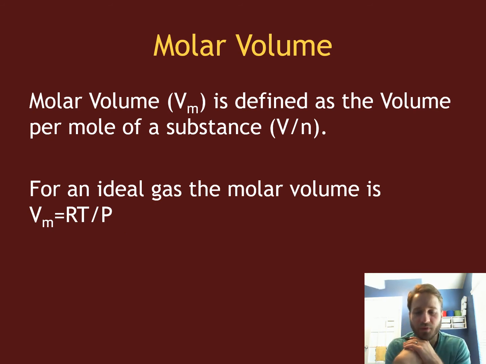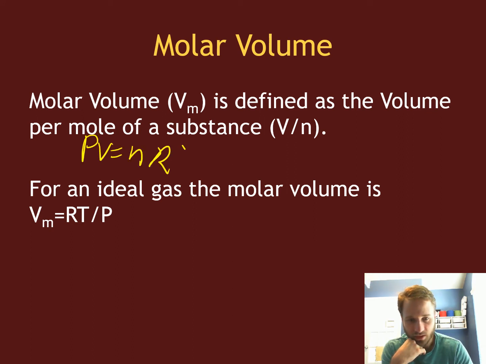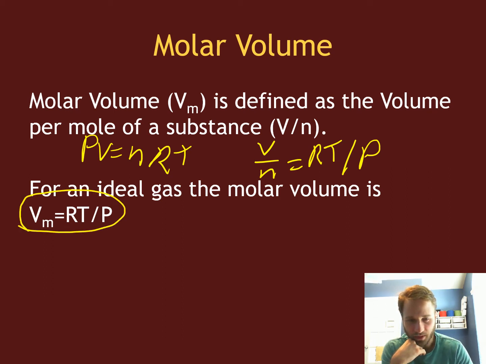Often when describing gases and even liquids, we talk about molar volume. Molar volume is the volume per mole that is occupied by some substance, and is often obtained by doing volume divided by the number of moles. So for our ideal gas law, PV equals nRT, solving for volume over n, you get RT divided by P. Well, volume over n is just the molar volume. So the molar volume of an ideal gas is just RT divided by P.